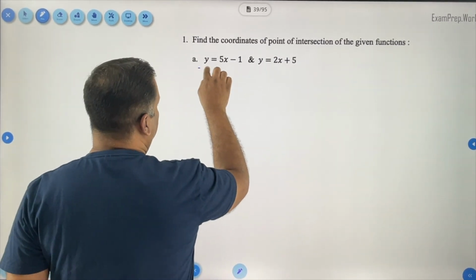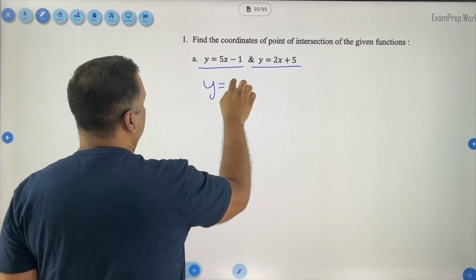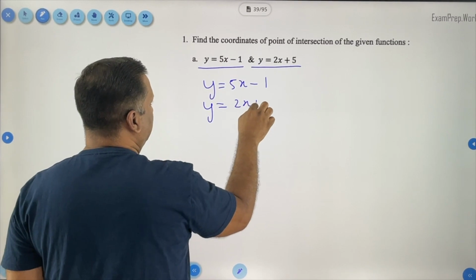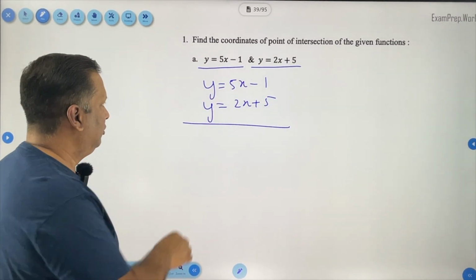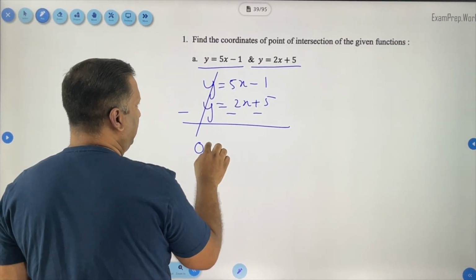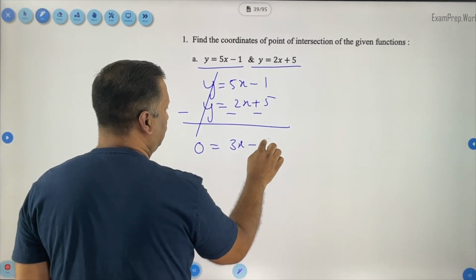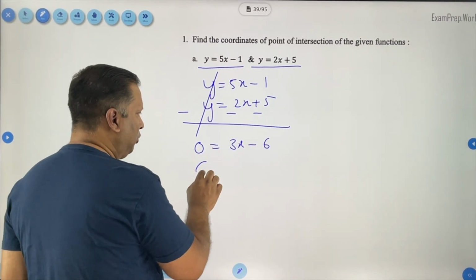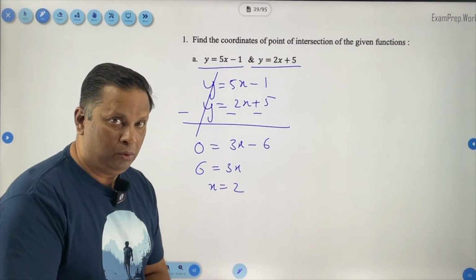So we have a straight line, and another straight line. What I will do: y equals 5x minus 1. Under this, I am going to write y equals 2x plus 5. Why am I writing it this way? Because I can subtract to eliminate y. Now subtract. So y minus y gets eliminated, it's 0 here. 5x minus 2x is 3x, and minus 1 minus 5 becomes negative 6. Now get this negative 6 over here. So it becomes positive 6 equals 3x, x equals 6 divided by 3, which is 2.